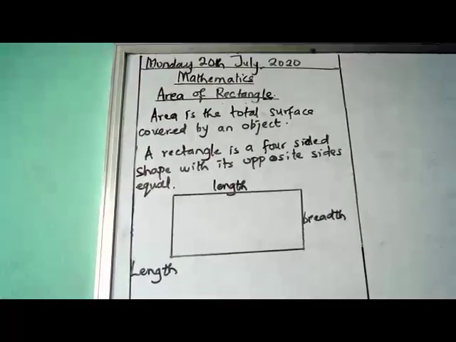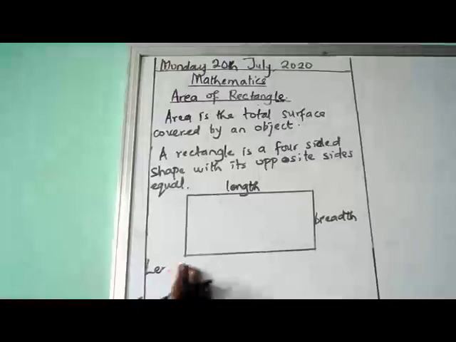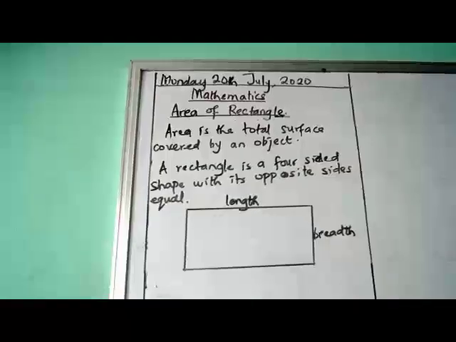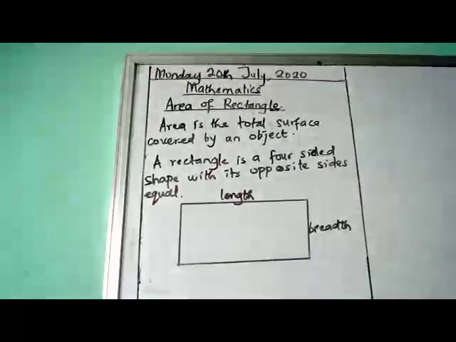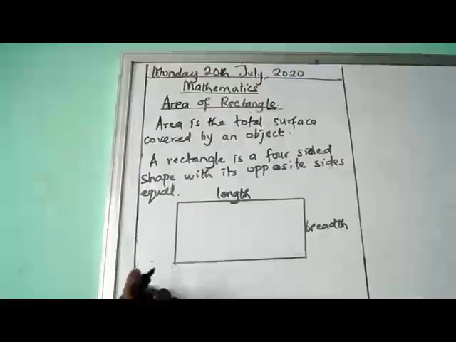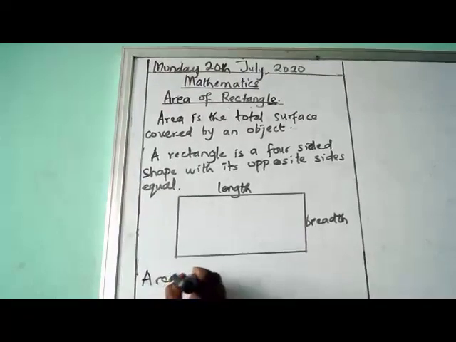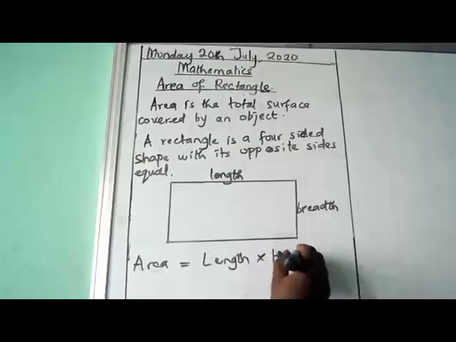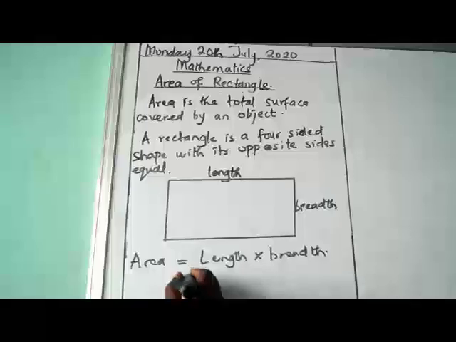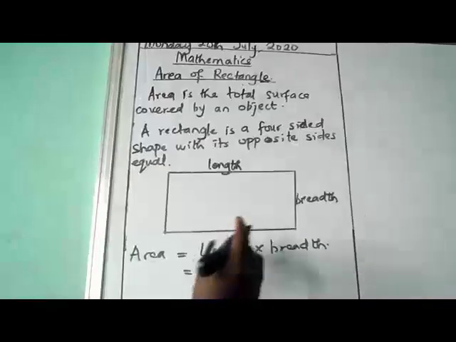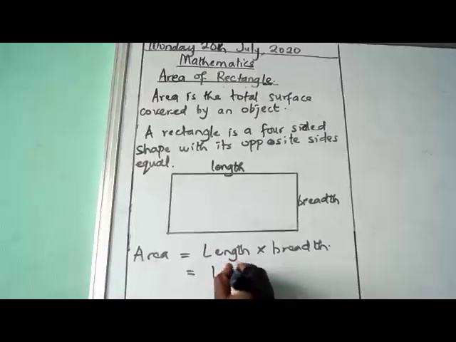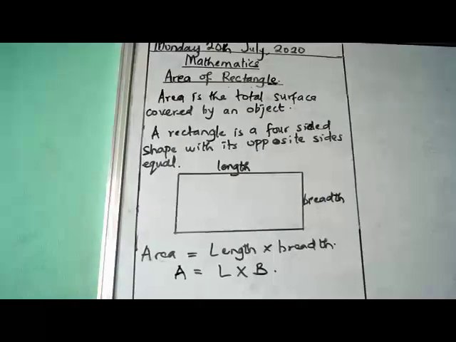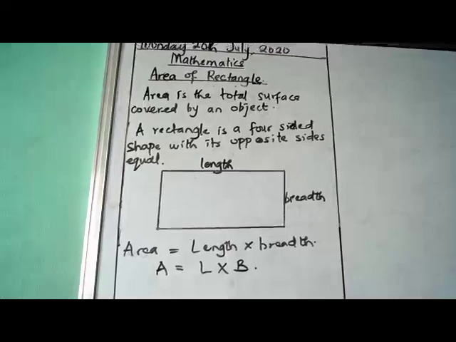Length and breadth. So for us to be able to calculate the area that is occupied, because we said that area is the total surface covered by an object, to calculate the total area occupied by this particular rectangle, we have the area equal to length multiplied by breadth. We can just use the first letters to multiply. So we have length times breadth. So to calculate the area of a rectangle, we have length times breadth.